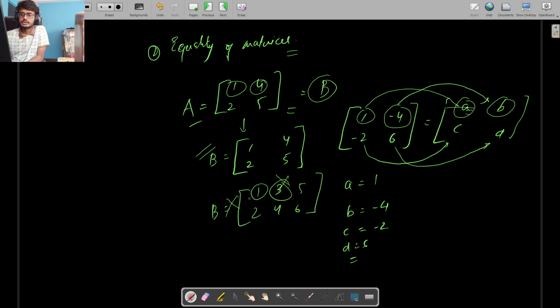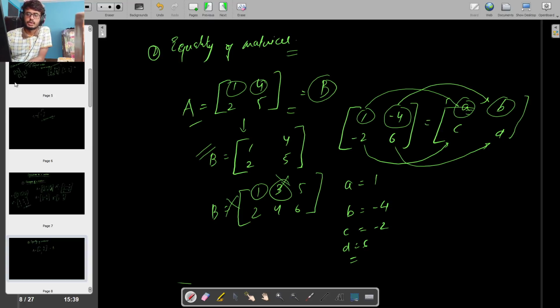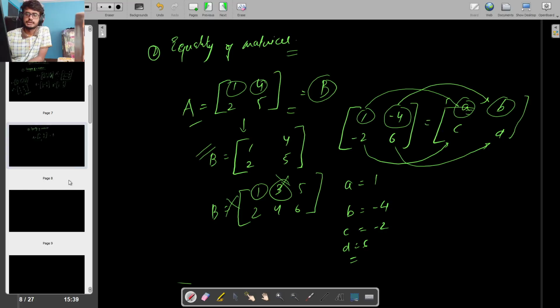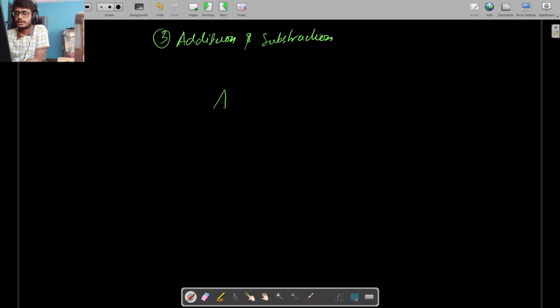Then we have addition and subtraction. So the last two properties, like operations on matrix, is addition and subtraction. So this is addition and subtraction. So let's say I have a matrix A whose number of rows is m, number of columns is n. So this is the order of the matrix, right?